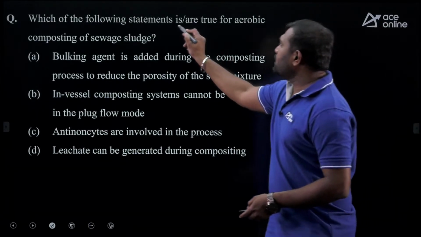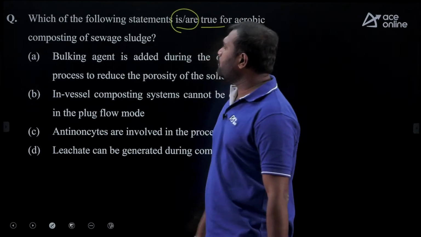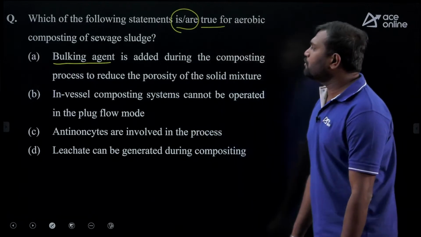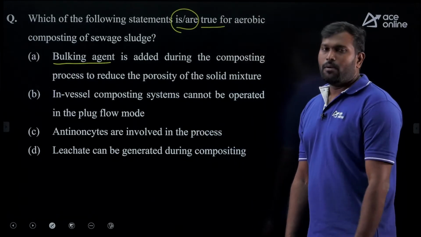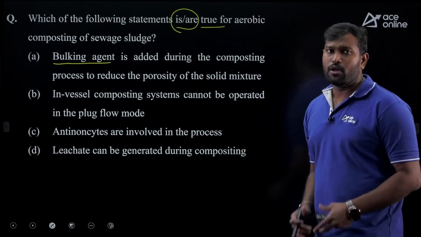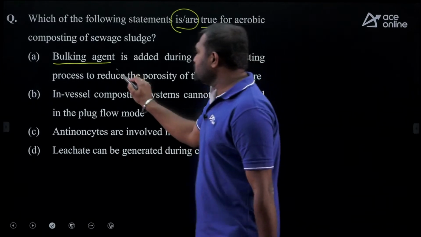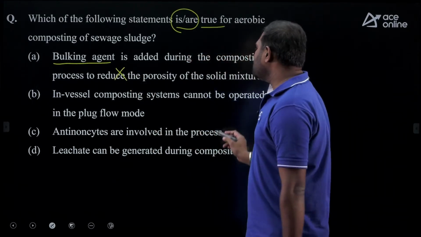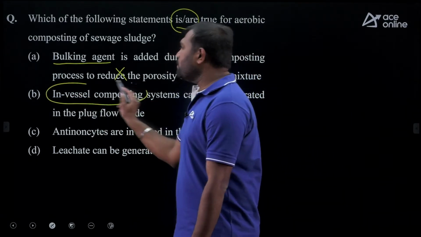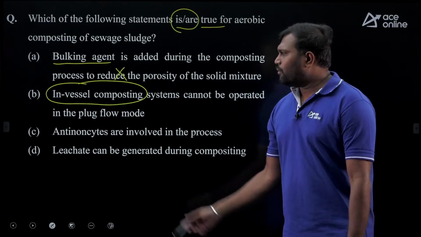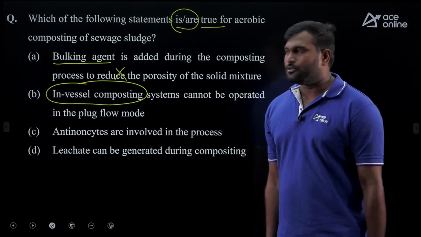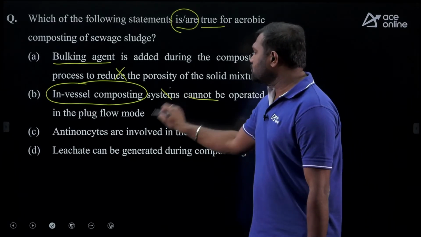Which of the following statements is/are true for the aerobic composting of the sewage sludge? Bulking agent is added during the composting process to reduce the porosity. No, bulking agent we add to increase the porosity. Bulking agent improves the volume, so porosity is going to increase. So this is incorrect. And in-vessel composting system cannot be operated in the plug flow mode. In the case of in-vessel composting, there are two types: one is a plug flow mode and the other is an agitation mode. Both modes can be used for composting, but the given statement says cannot be. So this is also incorrect.